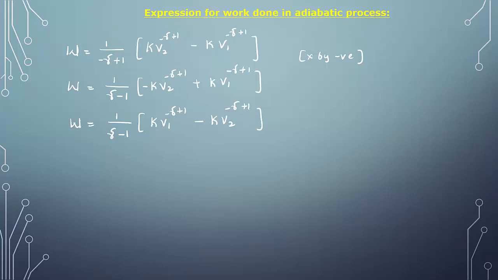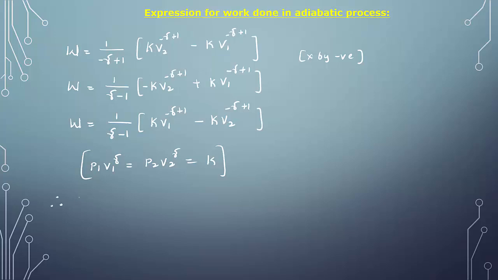Is it clear? So now I am going to consider the equation. We know that P1 V1 raised to gamma is equal to P2 V2 raised to gamma is equal to constant. So this term I am going to consider. That means in place of K we can write P1 V1 raised to gamma.